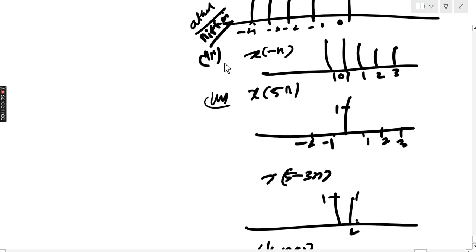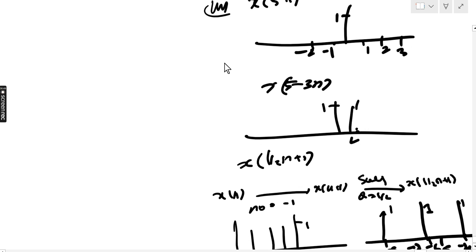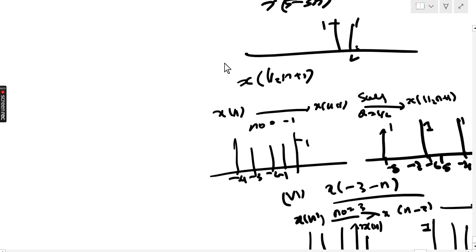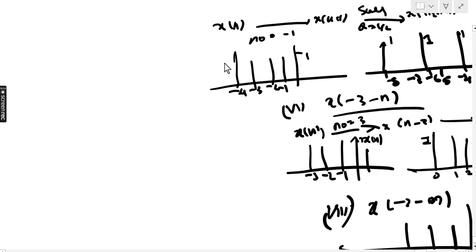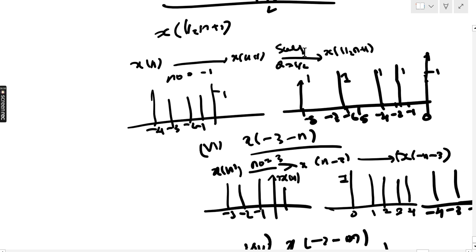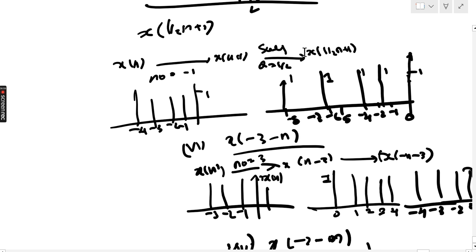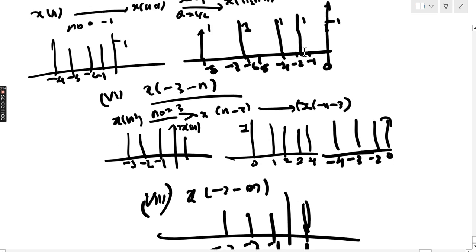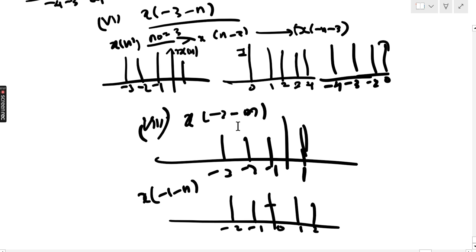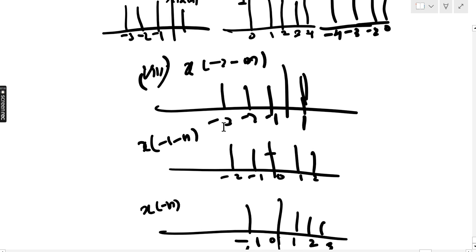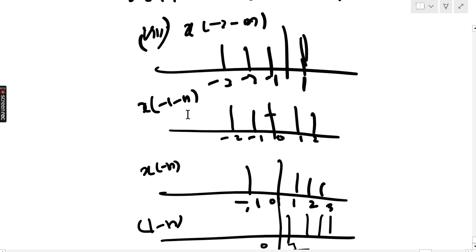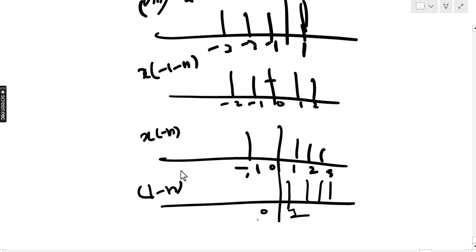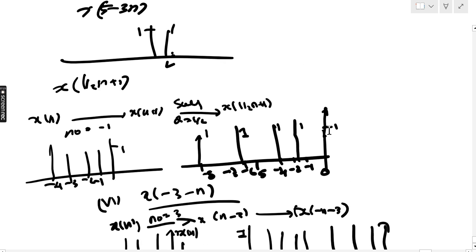This is x of minus 1, x of 5n, x of 5 minus 3n, x of 1 by 2 n plus 1, x of n, x of n naught, x of n scaling, x of 1 by 2 n plus 1. That's all guys. This x of n minus 1, x of 2 minus n, x of 1 minus n, x of minus n, 1 minus n, is the graph.